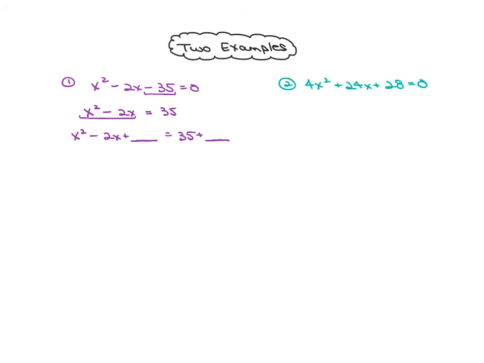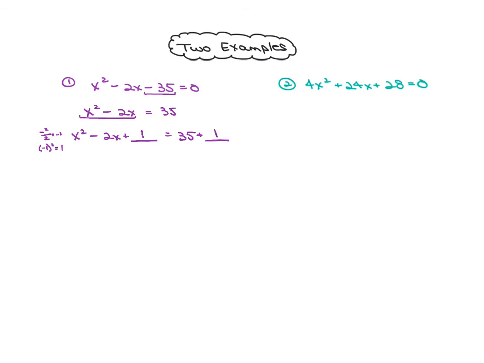All right, let's see. To complete the square, I need to take my b, -2, divide that by 2 to give me -1. Then I'm going to take my -1 and square it to give me +1. So +1 is the number that completes the square, and I'm going to add it to both sides of the equation.